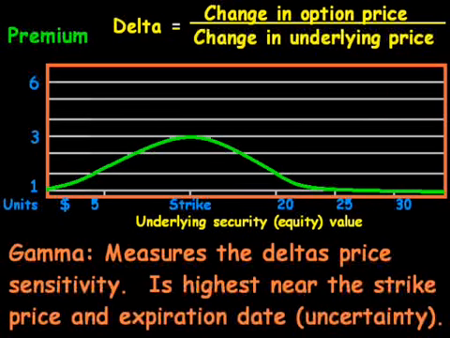Now the gamma, on the other hand, is going to measure the delta's price sensitivity. Typically, it is the highest near the strike price, and also near the expiration date, because of the amount of uncertainty. We don't know where it's going to close. The underlying stock could have a huge price change. If it goes one way, not so bad. If it goes down for puts, that's not very good.